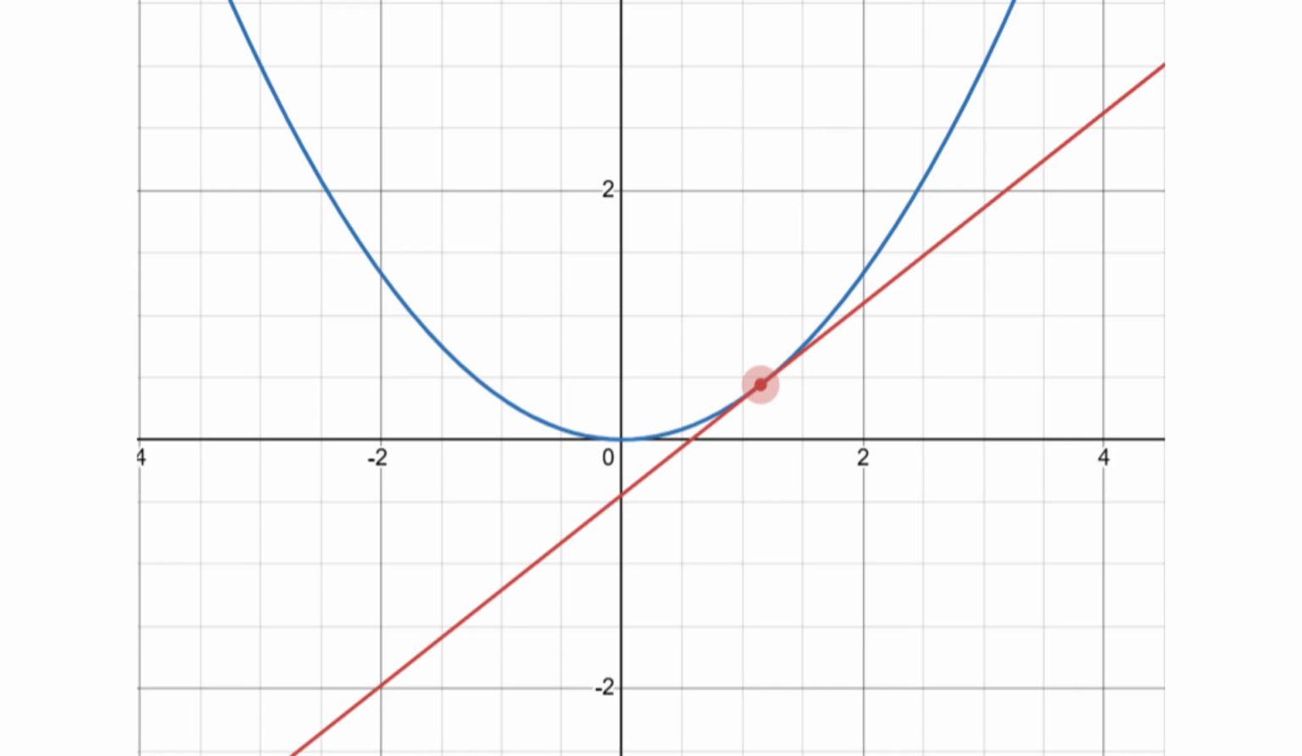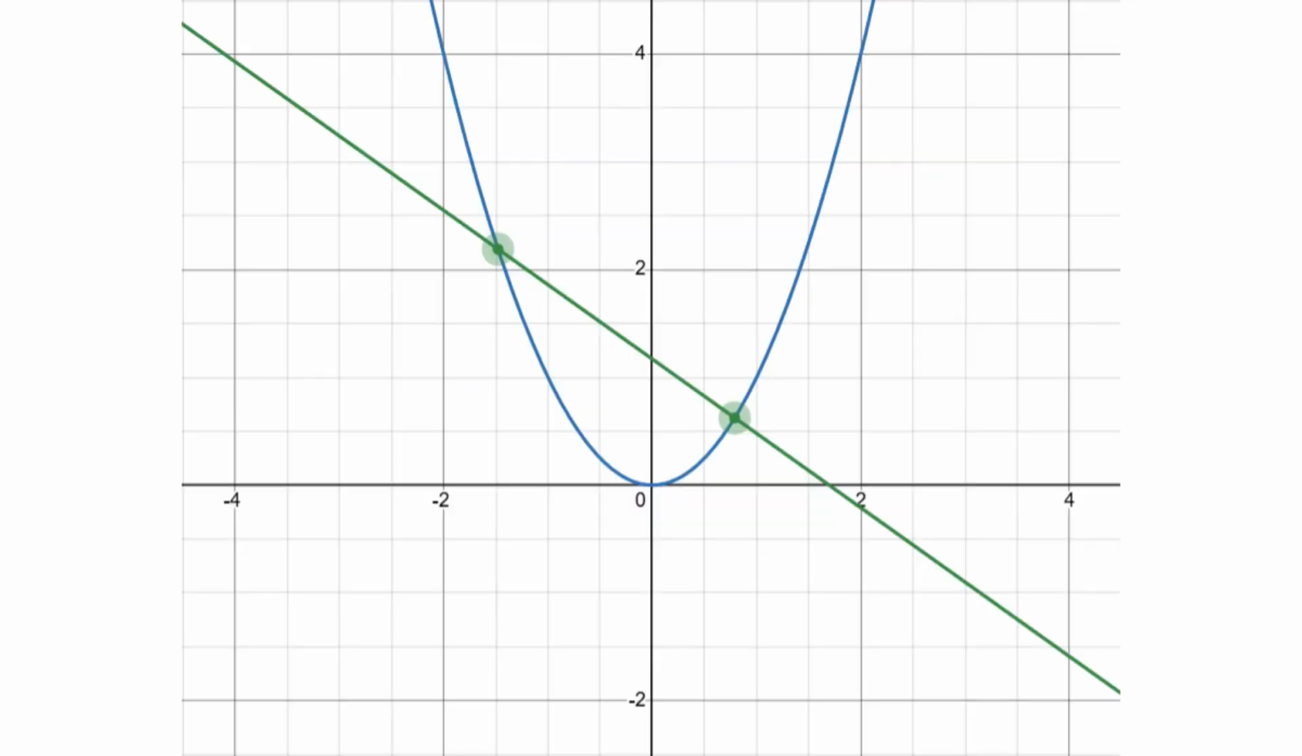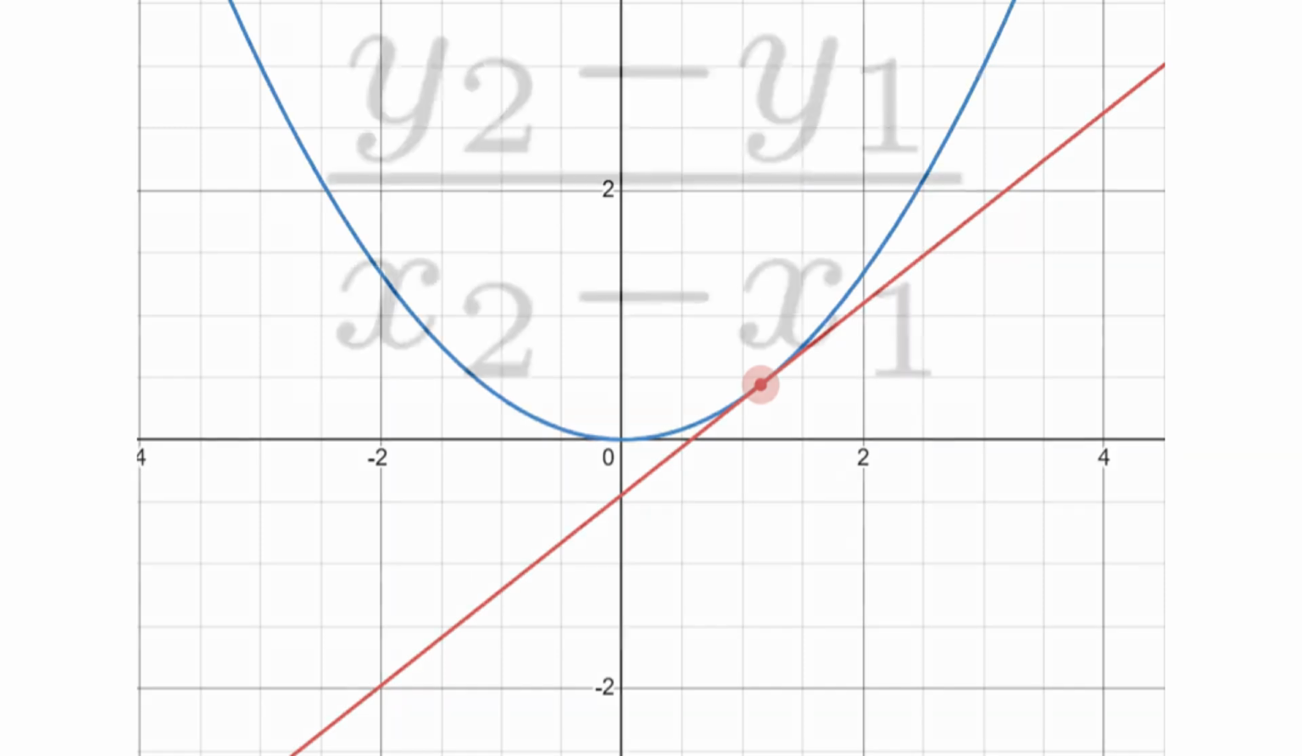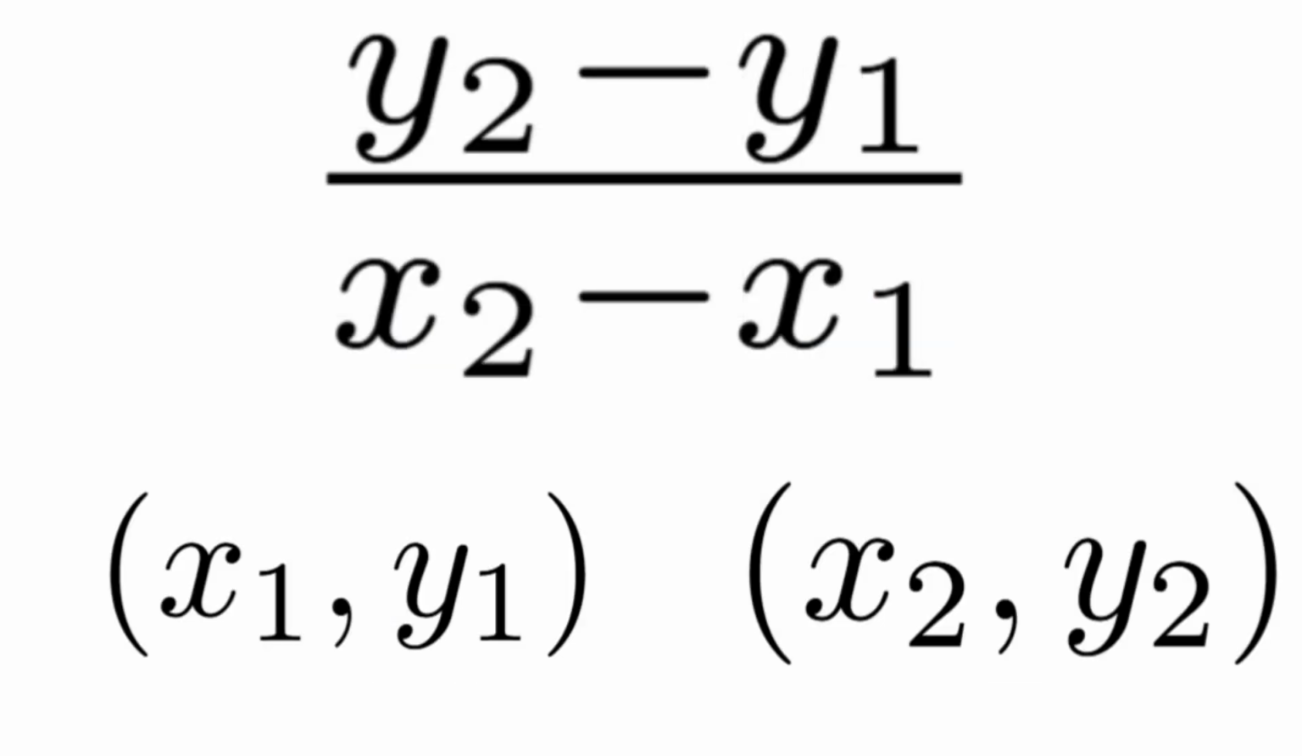Now, how can we find a tangent using slope? Well, let's just think about what a tangent is. It's almost like the slope at a single point. But we encounter a problem. Our formula needs 2 points. Well, easy fix. Let's just use the same point twice.